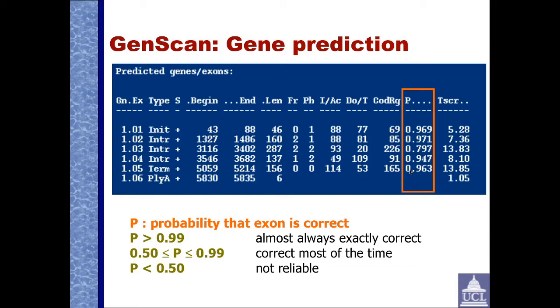Now, this is a probability that the exon's correct, so it's not like a normal p-value where you're looking for a value less than 0.05 for significance. This means high numbers here are good. So a p greater than 0.99 is almost always exactly correct. A p between 0.5 and 0.99 is correct the vast majority of the time, and if you get a value below 0.5, then the prediction's not reliable. In this particular case then, we have 4 of these 5 segments identified very reliably, and one of them somewhat less so.